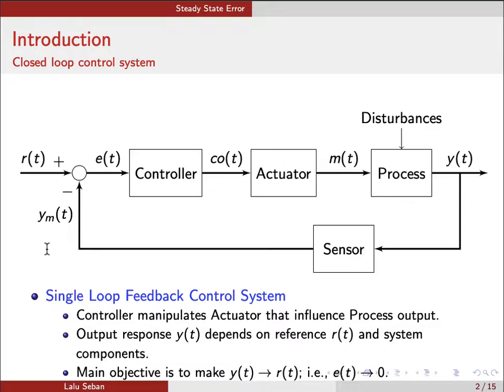One of the main objectives of any closed loop control system is to get the output, the process variable, as close as possible to the reference signal. So the reference signal will say what the process variable should be. In other words, when y(t) is very close to r(t), the error tends to 0.